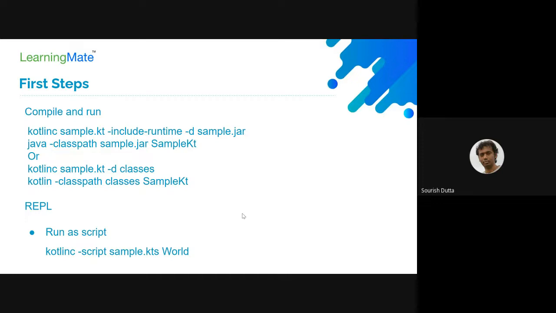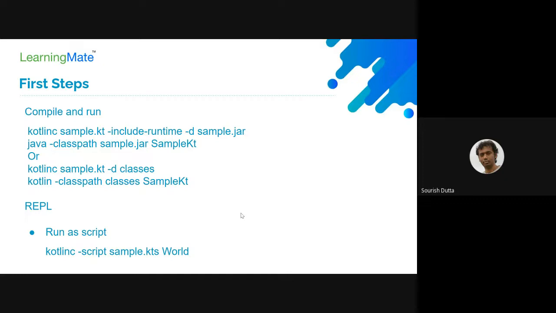Kotlin can also take a directory name that you can mention. It will be outputted into classes, and you can mention the classpath. So either you can create a jar file out of it or you can directly compile the source code.